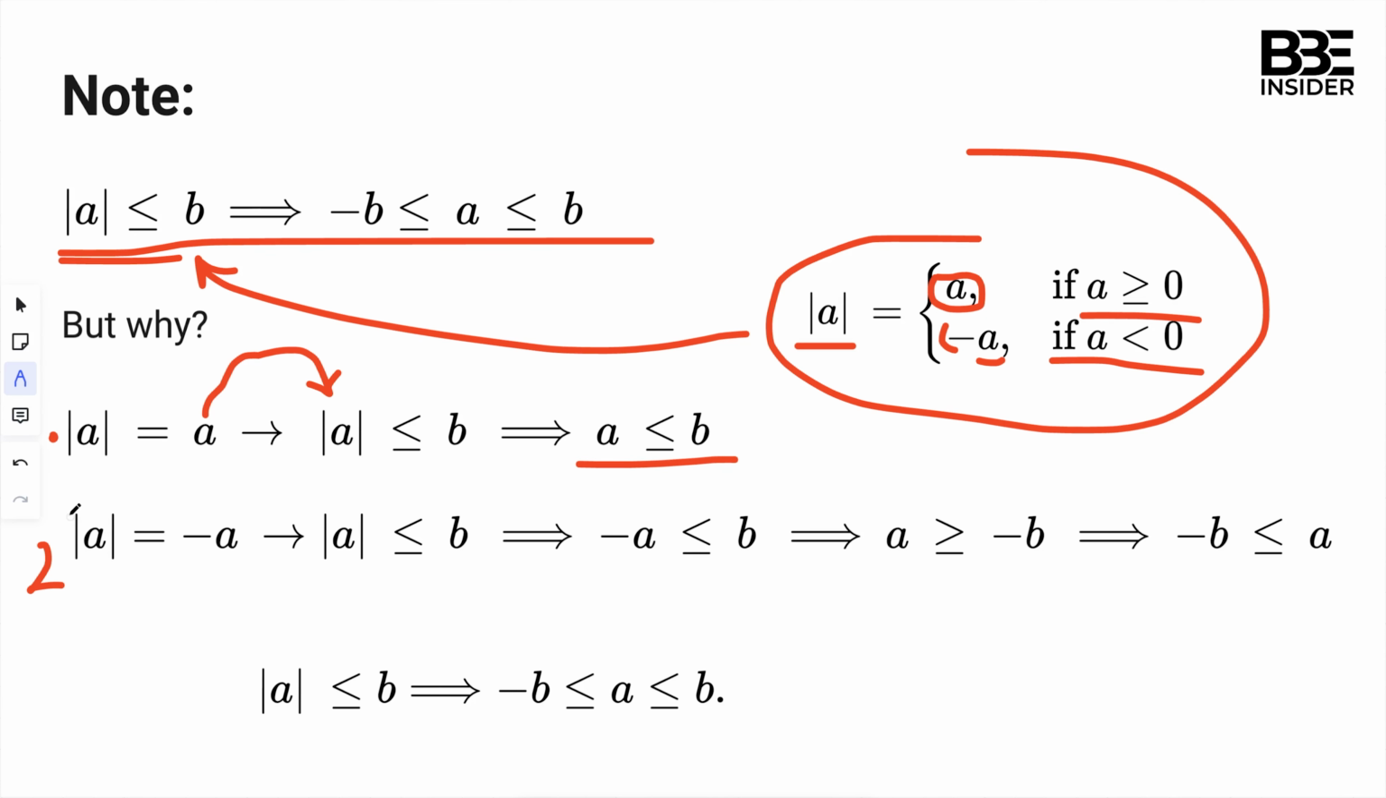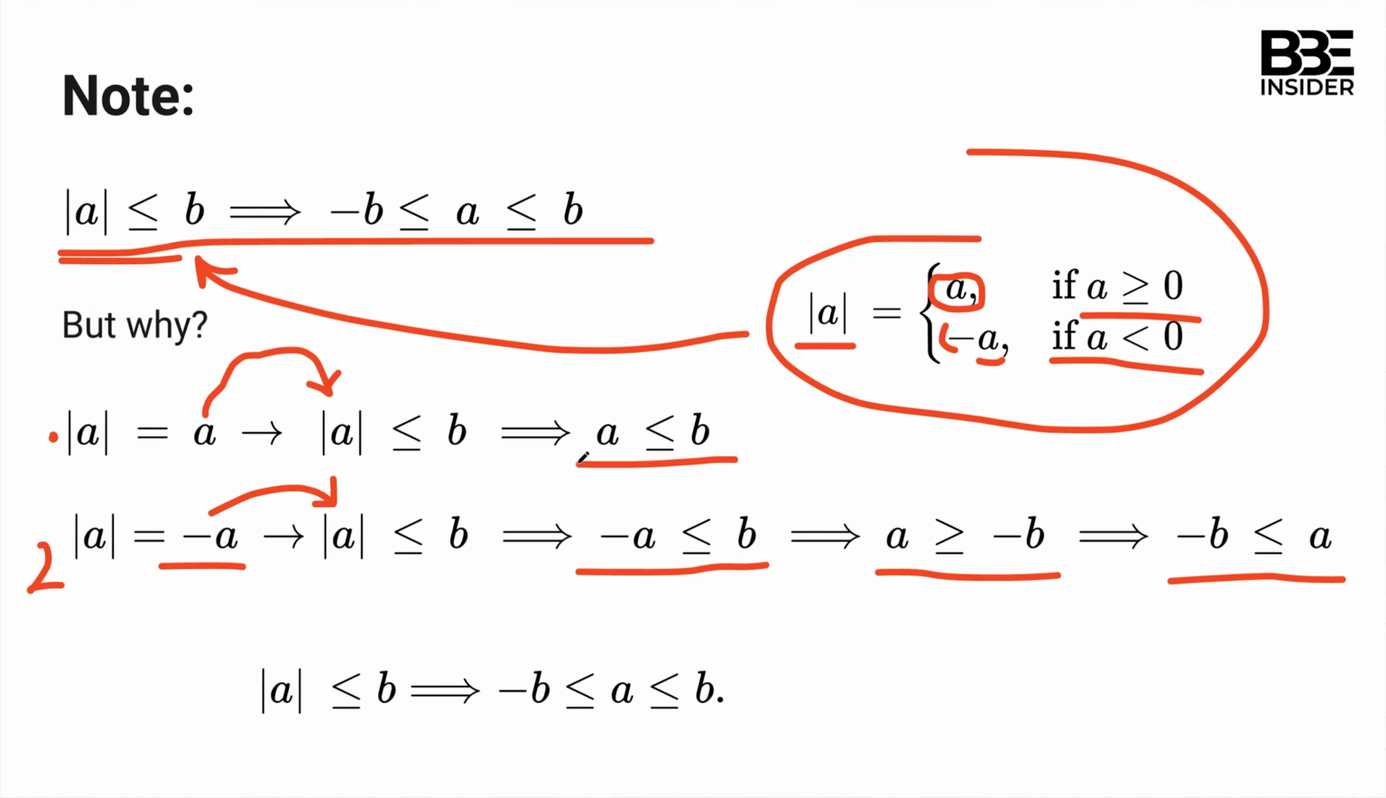In the second case, the absolute value of A translates to minus A. We use minus A and replace it with the absolute value of A. Consequently, this inequality turns into minus A is less than or equal to B. If we multiply this inequality by minus 1, we change the direction of the inequality sign and change the minus A to A and B to minus B. If we turn that just around, we obtain minus B is less than or equal to A.